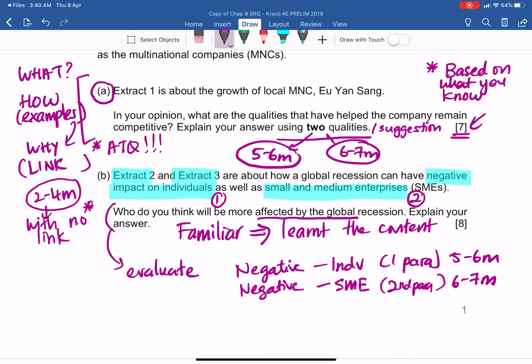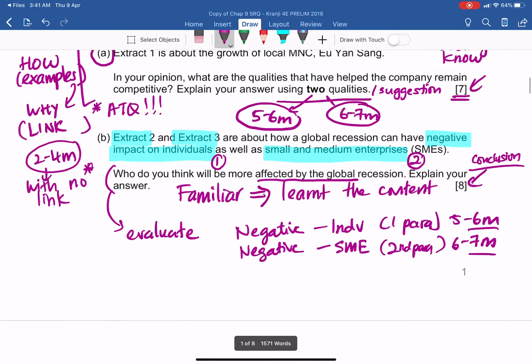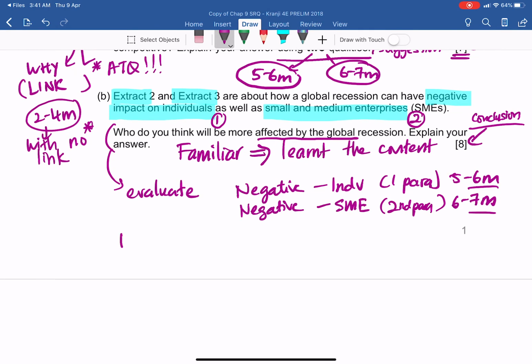So technically, the 8th mark goes to the conclusion. Now, it's up to you. Of course, you can try to weigh, but the idea here is we need to be smart. 7 out of 8 is actually pretty decent already. In fact, 6 out of 8 is actually quite good. And how again do you write for this kind of question? Same. The what, the how, as well as the why.